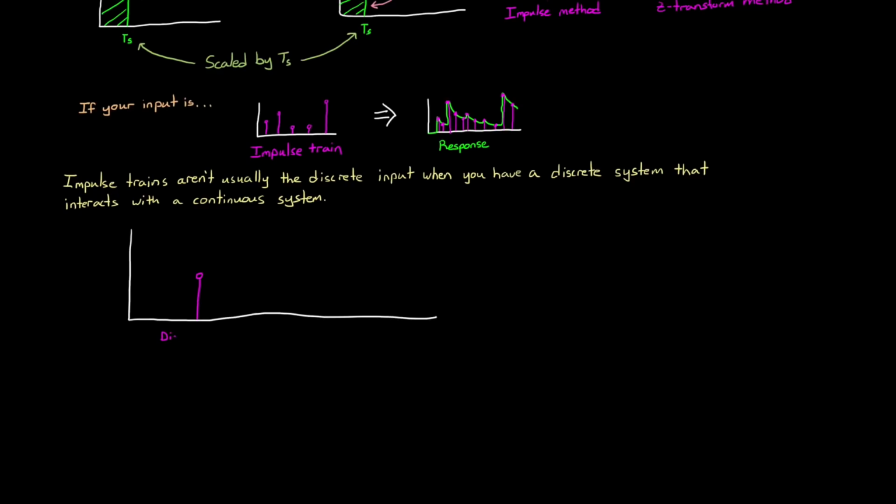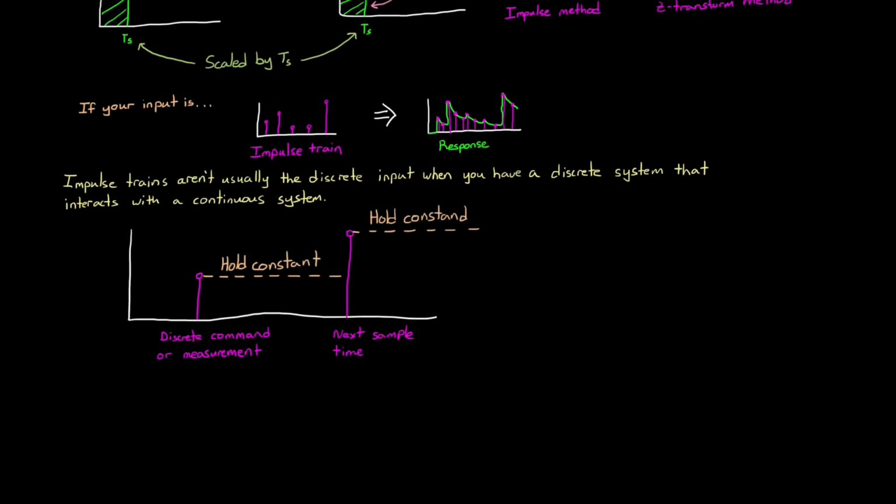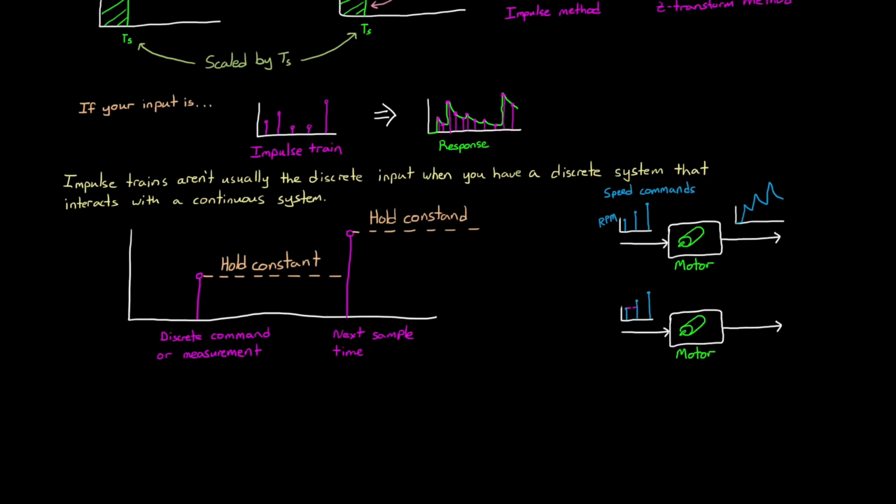That's because when you get a single measurement or you issue a single command to an actuator, you hold that value constant until the next sample period. For example, if you're trying to control a motor and a digital computer is sending the motor speed commands once a second, you don't let the motor spin down in between commands as you would with an impulse. You would hold the wheel speed command for the full second until you got another command, and then you would update it. This type of staircase input is accomplished with a discrete to continuous method called a zero-order hold.